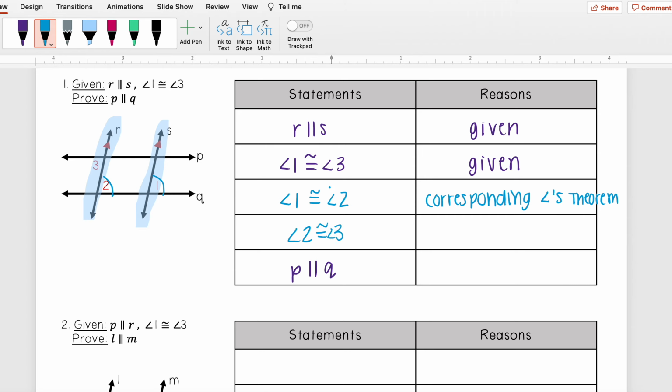And why am I able to do that? Well, angle 1 is congruent to angle 3. Angle 1 is also congruent to angle 2. So that I can say that angle 2 is therefore congruent to angle 3 by the transitive property. And so now that I have that angle 2 is congruent to angle 3, I then can say that P therefore has to be parallel to Q by the alternate interior angles converse.